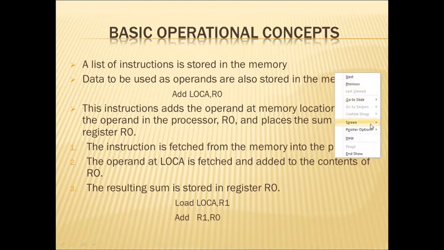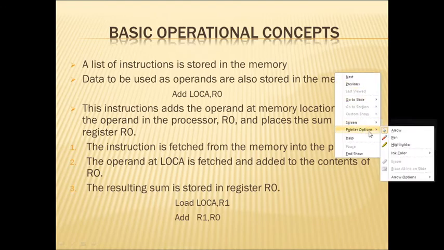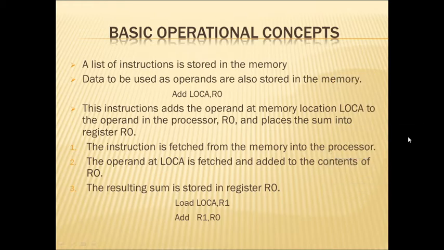Add location A, R0. This is the instruction add location A to be stored in R0. This instruction adds the operand at memory location A to the operand in the processor register R0, and places the sum into the register R0.